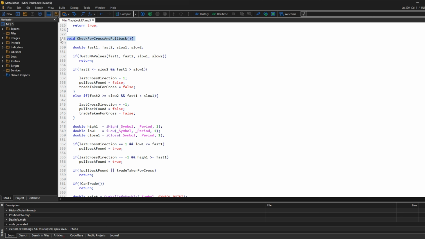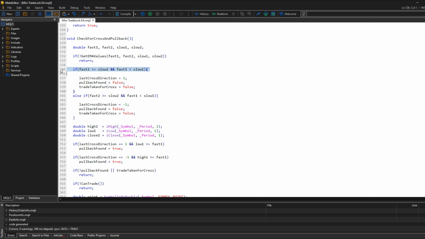Next, we have the test entry logic. So this is where the EA looks for an EMA cross, waits for a pullback, and then looks for an entry. First, we create the EMA value variables. Then we call get EMA values. If we can't get the EMA values, we return.